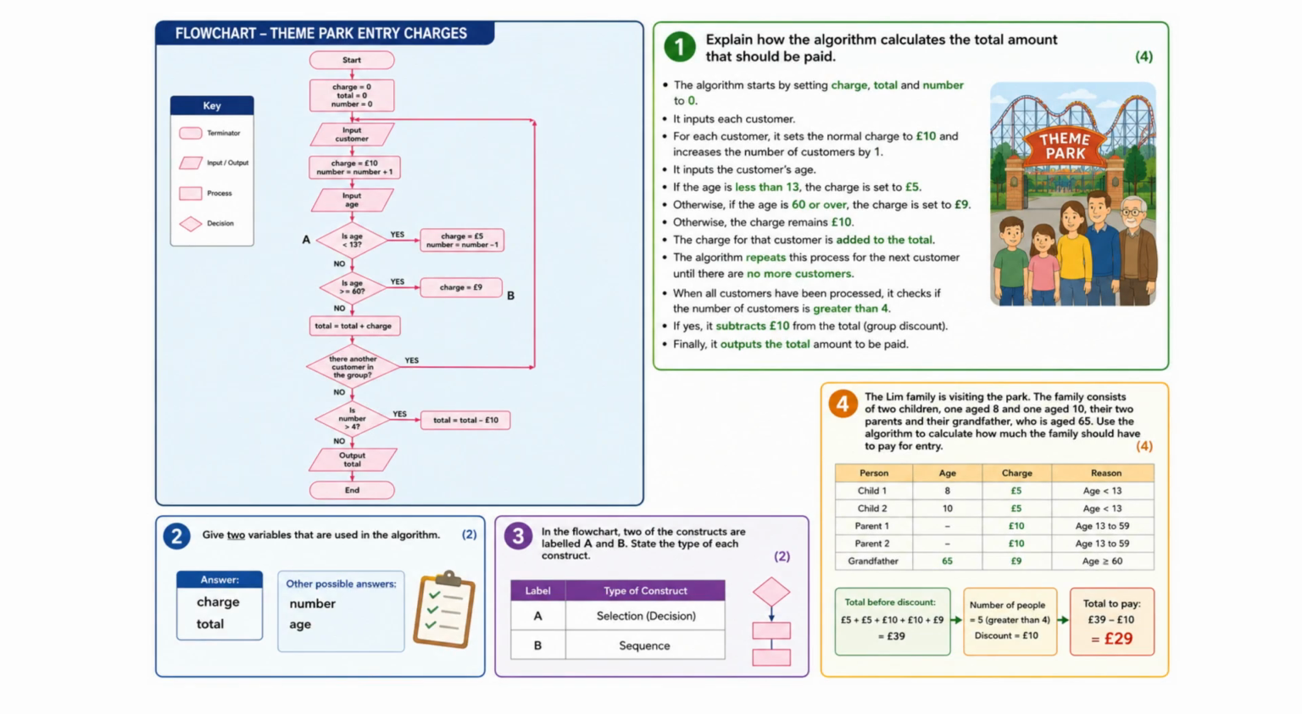Hello, everyone. In this question, we are looking at a flowchart used in a theme park ticket system. The purpose of this algorithm is to calculate the total amount that a group of customers should pay when entering the theme park.